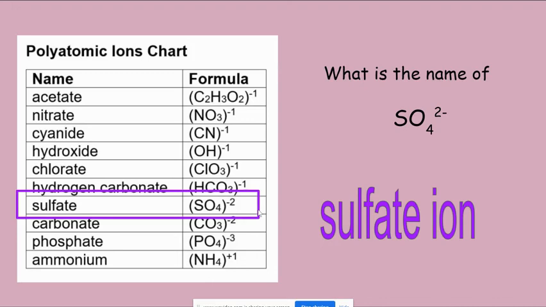So again, polyatomic ions can be positive or negative. Most of them are negative, and you write their names exactly as they're written in our chart. Our next class will be looking at combining both the cations and the anions to produce a neutral compound.